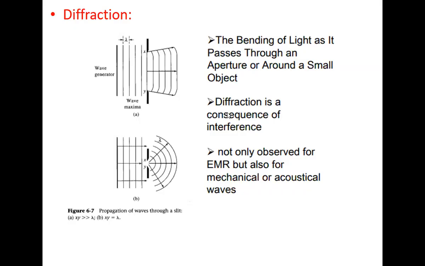Diffraction is a consequence of interference. Number three, when you look at this diagram here, part B rather, you're going to see if the aperture is small, you tend to see these patterns. And these are the properties that we use in spectroscopic methods.